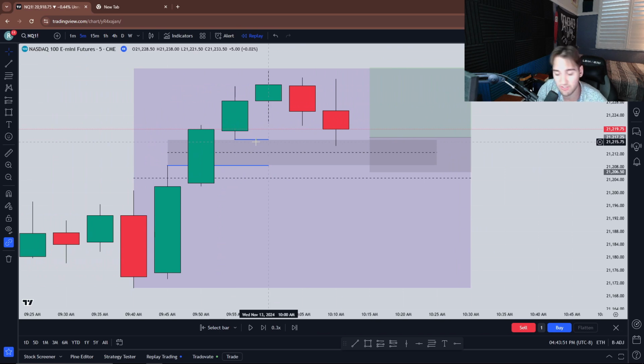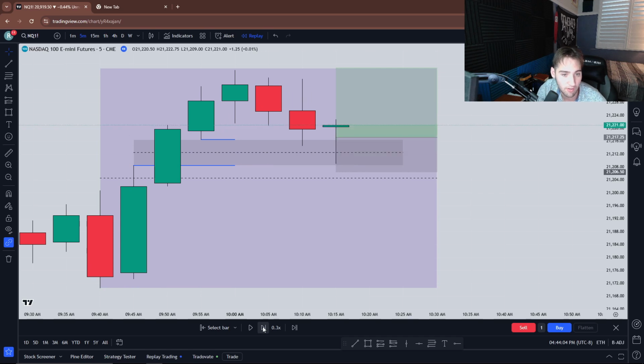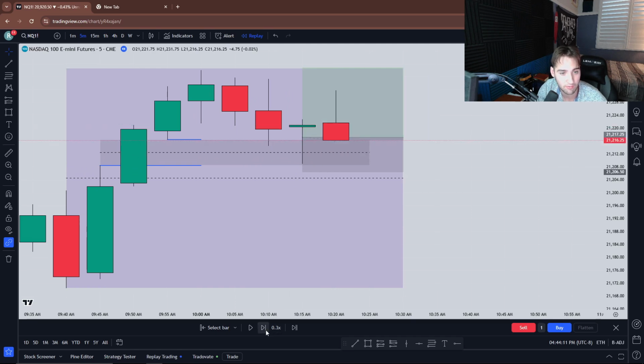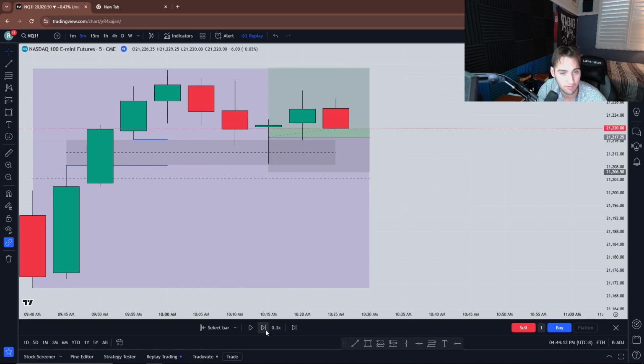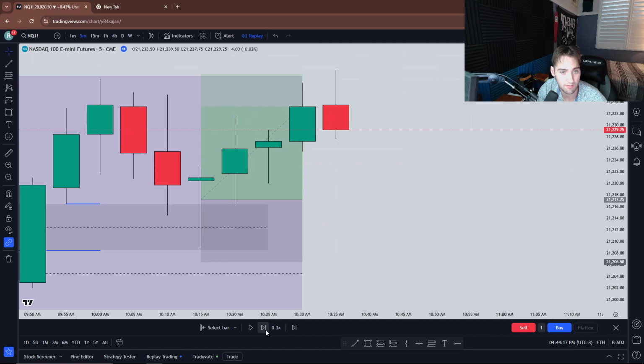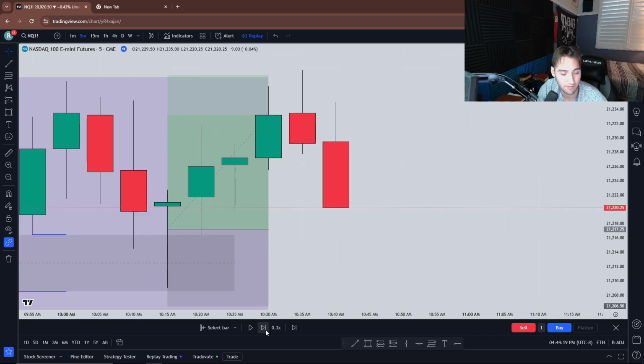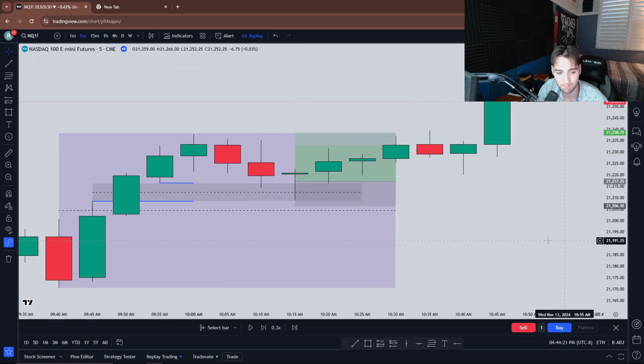So if you actually did see this in real-time markets, okay, bought a limit order here, price will actually take us inside of that gap, okay, fill it in, and now look at this, price takes profit, okay, as you can see, boom.